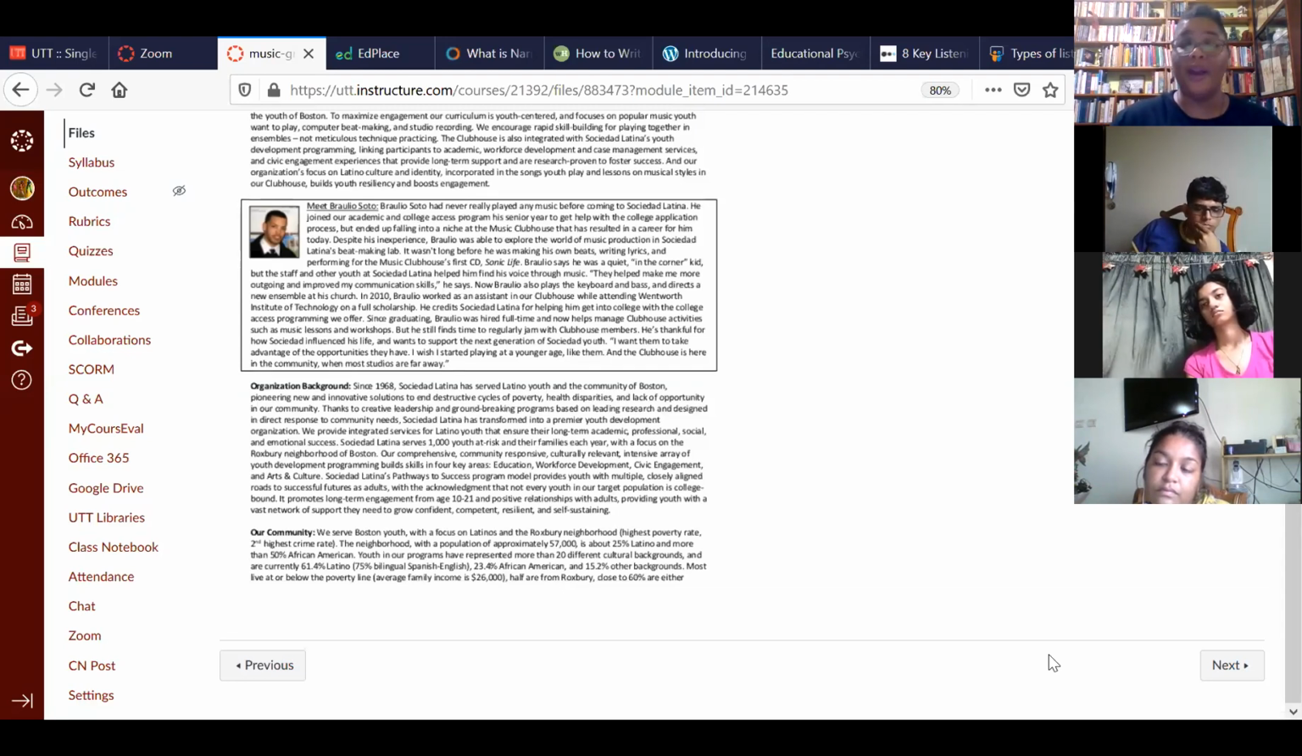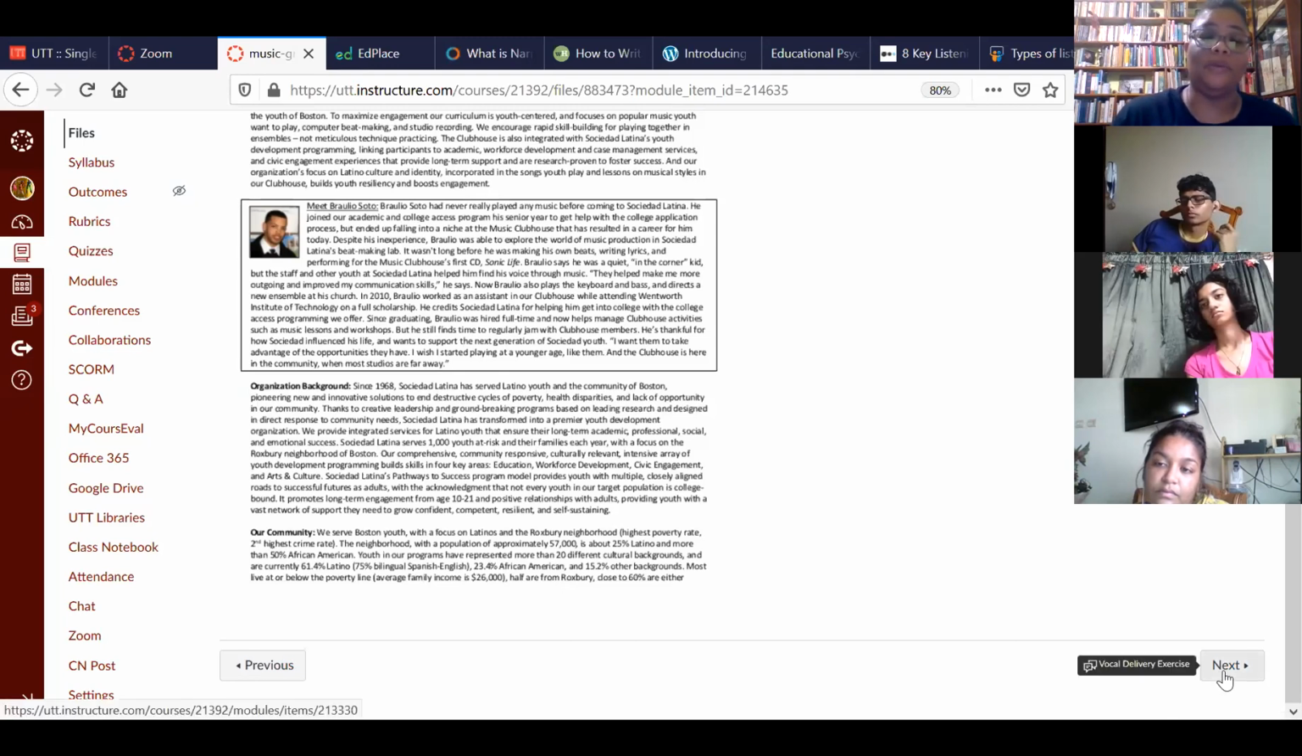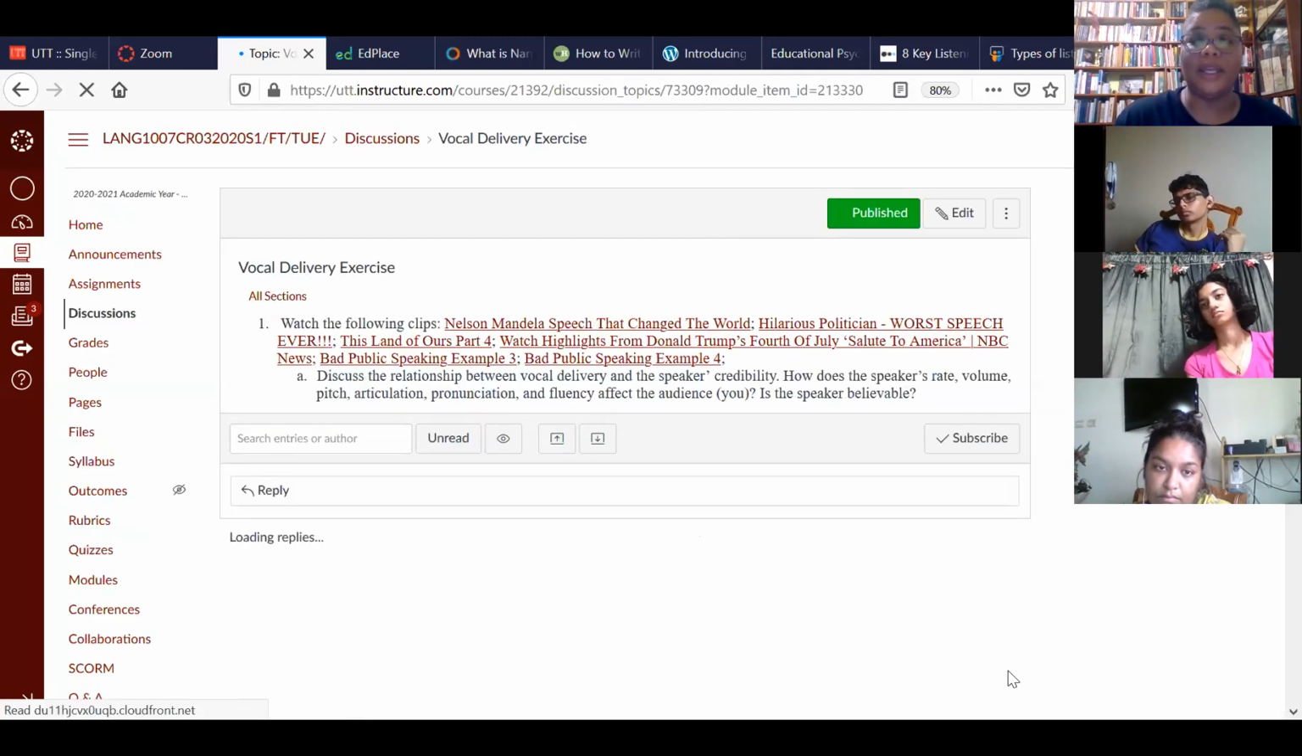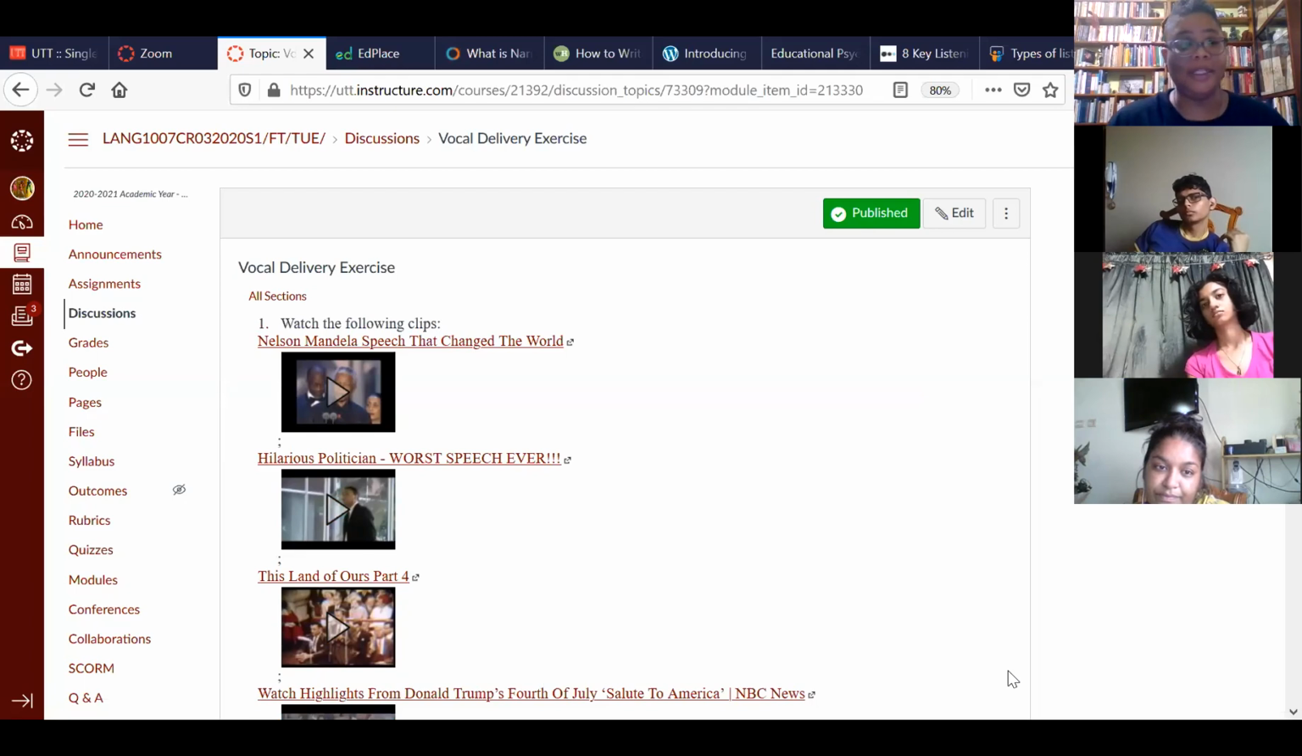So the dress then informs the rest of the message. If they read the budget yesterday in short pants and a t-shirt, no one would pay attention, right? They would think, you don't know what you're talking about. You're not dressed appropriately. So that is a form of nonverbal communication.